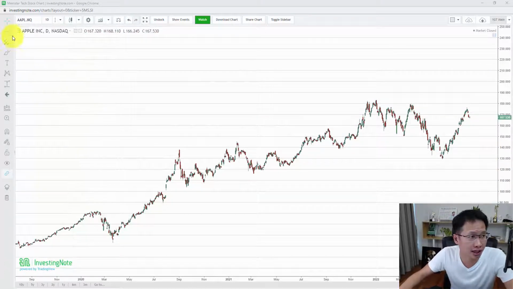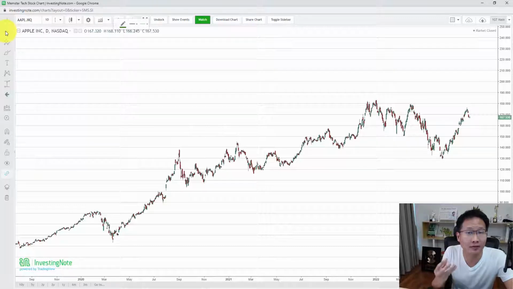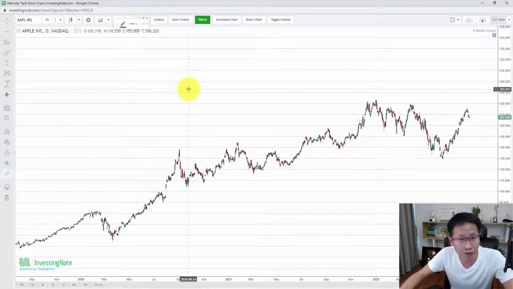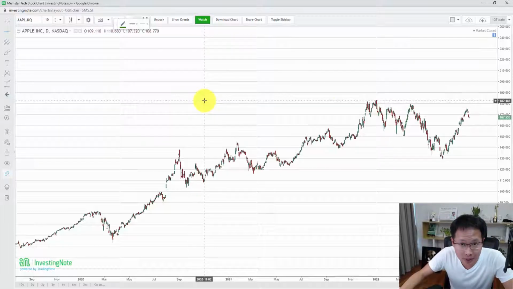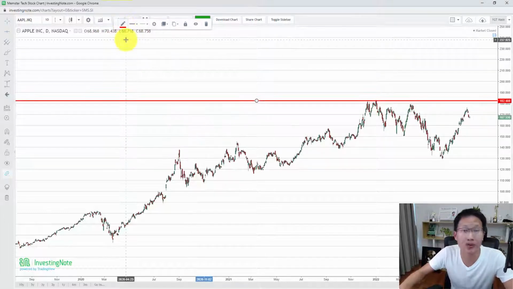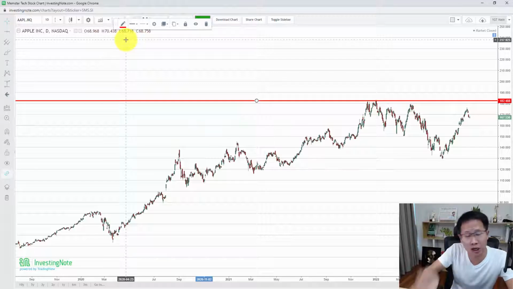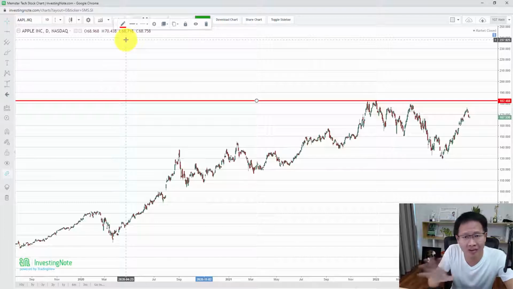So let's see if we can draw any of those lines, right? Firstly, we want to focus on the low-hanging fruits, the ones that are really easy. Resistance would be where price touches many times and comes back down. So obviously, I think that would be a line right here. Resistance would be red in color, like a ceiling. A support would be green in color, which is below the current price. So it's a bit more simple, right?